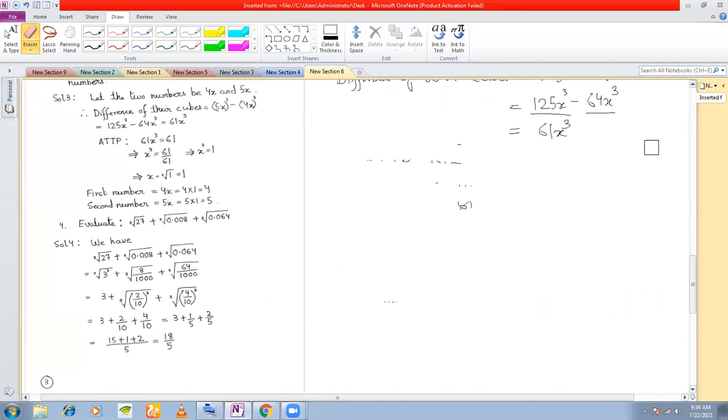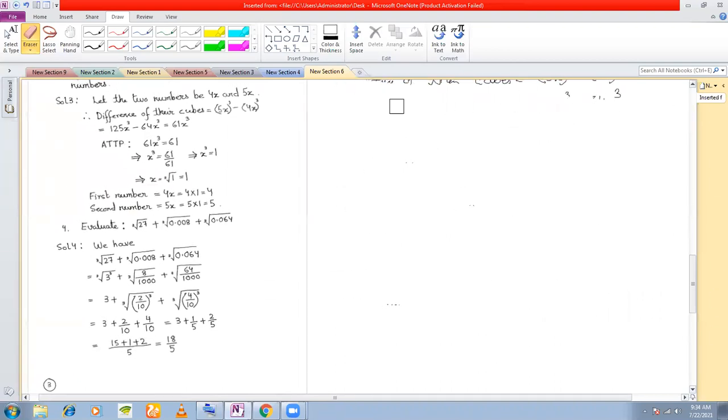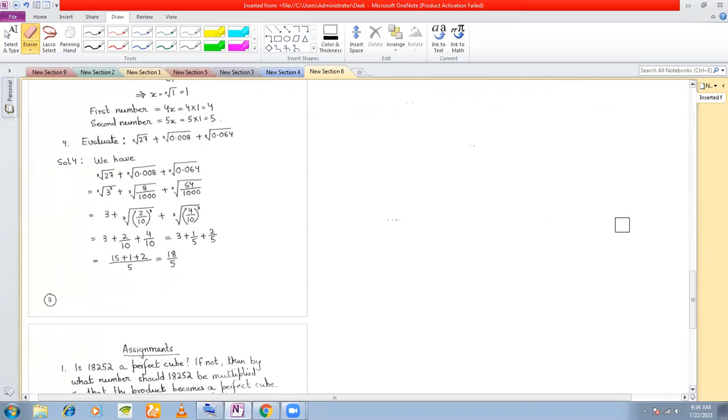Very easy one. Evaluate: cube root of 27 plus cube root of 0.008 plus cube root of 0.0064. Now 27, you already know that 27 is the cube of 3, right?